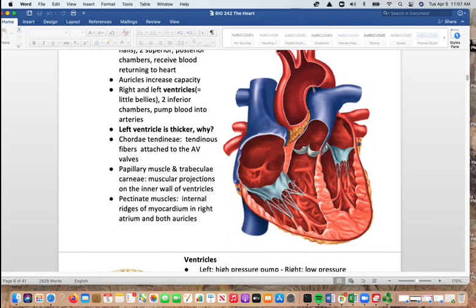So your chordae tendineae are these tendinous fibers that are going to be attached to the AV valves. You've got the papillary muscle and trabeculae carneae, which are muscular projections in the inner wall of the ventricles that they will attach to, and then the pectinate muscles are the internal ridges of the myocardium in the atria and both of the auricles.